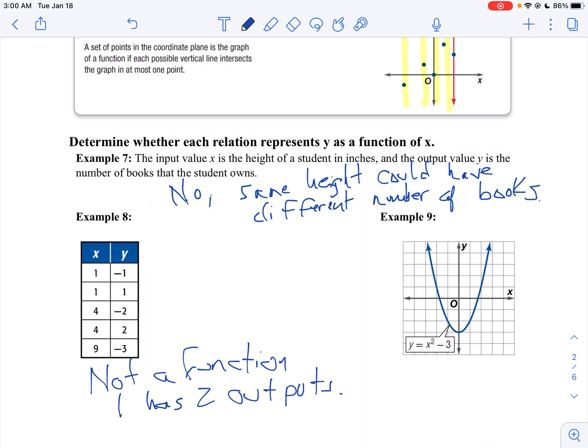Now, if I look at the graph on example 9, if I draw a vertical line, no matter where I draw my vertical line, it's only going to touch my graph once, isn't it? So this one is a function. I'm going to change pen colors here. So yes, it is. Why? It's predictable. You only have one answer for each input. Only one output for each input.